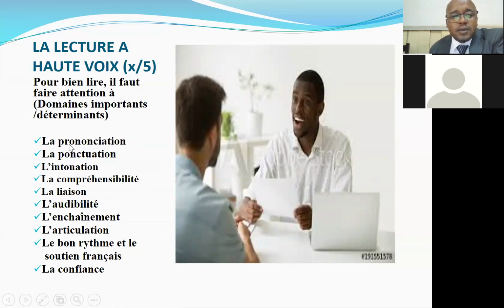La prononciation, pronunciation. La ponctuation, punctuation. And why punctuation? We are just about to see the punctuation marks themselves, because punctuation determines the emotions that you will evoke as you read. Punctuation determines the pauses you put. In short, punctuation aids in enabling communication as desired. Then we have l'intonation.